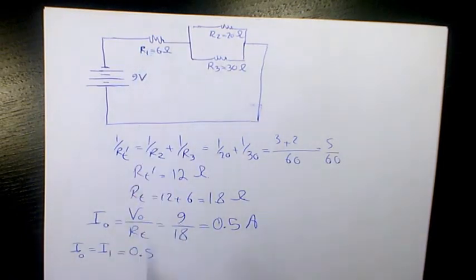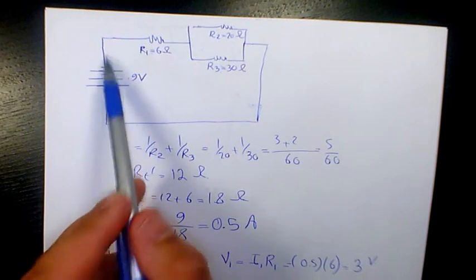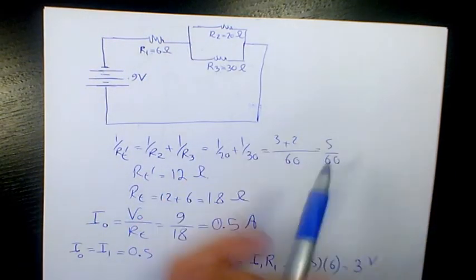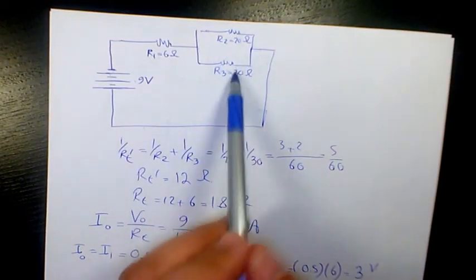So let's find V1. V1 equals I1 times R1. I1 is 0.5, R1 is 6, so it's going to be 3 volts. So of the 9 volts, 3 are going to be lost in here. So we're going to have just the remaining 6 volts. There is no other resistance in here, so it's going to be lost in here.